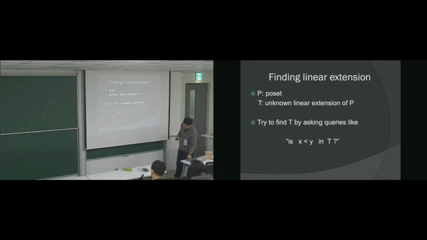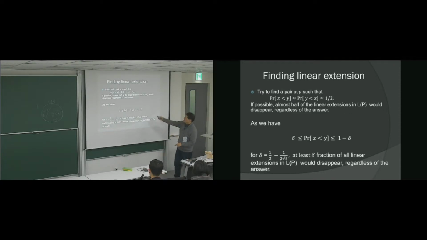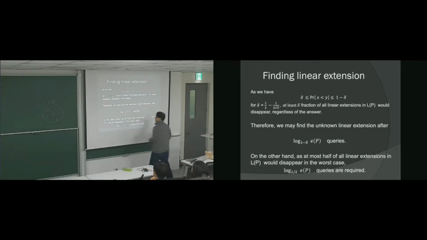So if I do that, where is my slide? I talk too much. Yeah, here we have this one. Delta is this number. You have seen this. Then if I choose a pair like this, then I eliminate at least delta portion of linear extensions. Then how many times do we need? These many times. This is the original initial number of linear extensions. So each time we just eliminate at least delta.